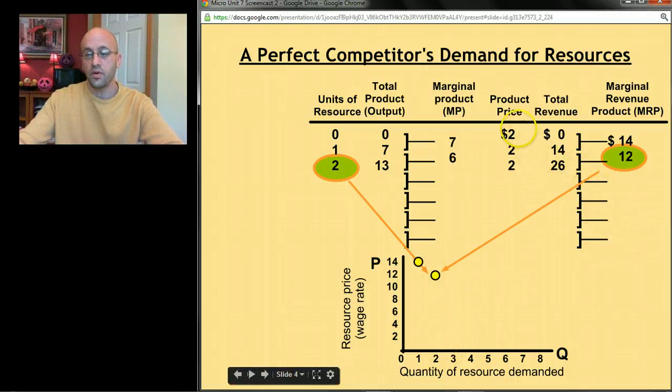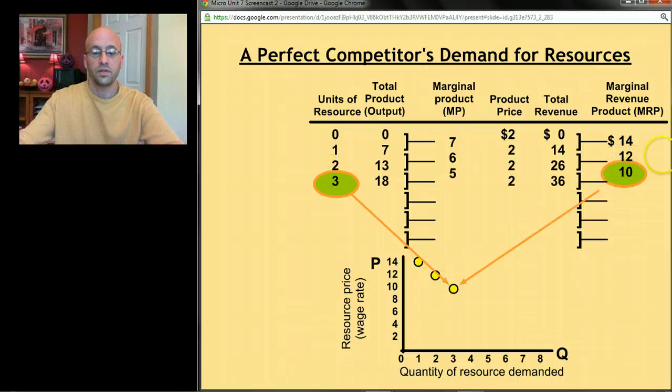Now notice here that price isn't changing. And that's how I know we're dealing with a perfectly competitive product market. Remember, in perfectly competitive product markets, price never changes. So I hire a third worker. Let's say that 3 workers together make a total of 18 things, which means the marginal product of that third worker was 5. 5 more things were produced than with 2 workers. Multiply the marginal product times the price, and I get MRP for that third worker, which would be $10.